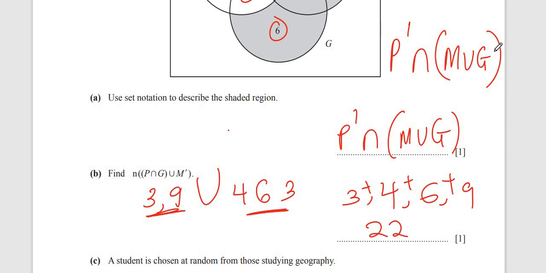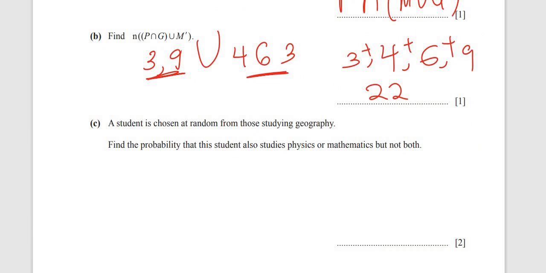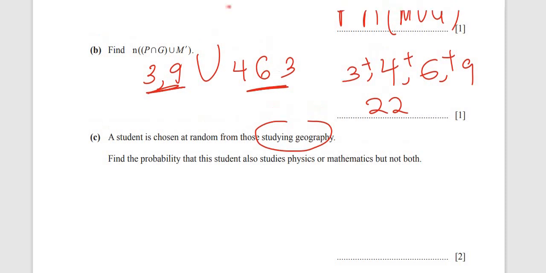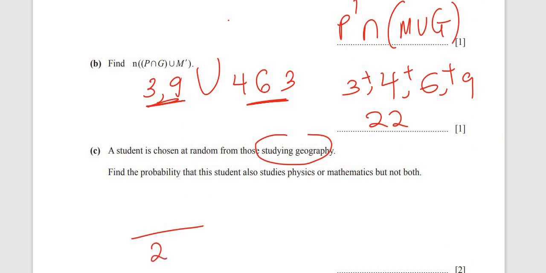Then we can move on to question C. Question C says that a student is chosen at random from those studying geography. Find the probability that this student also studies physics or mathematics, but not both. Very important is that this student is chosen from those who study geography. So how many students study geography? We have 6 plus 3 plus 9 plus 5. So that is 23. So there are 23 students who study geography.